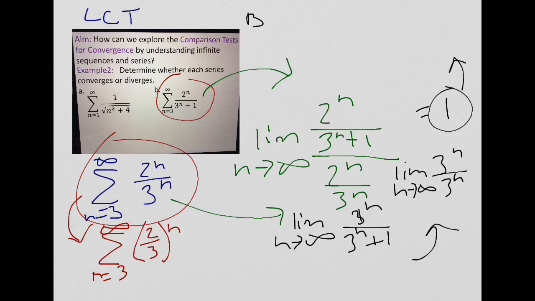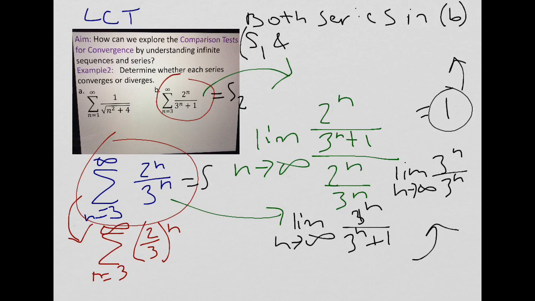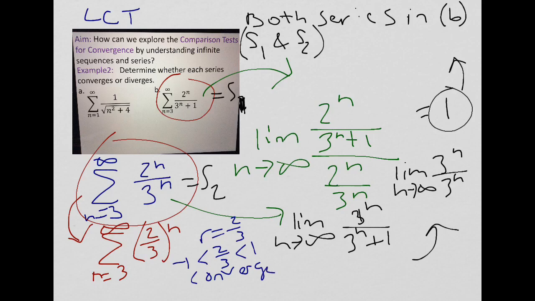So both series in part B, and I'll label it with sum sub 1 and sum sub 2. That's supposed to be the 1. So I don't have to write that whole thing again. Now, what do they both do? If r is equal to 2/3, that means it's between -1 and 1, so the series converge. So they both converge. Both series in B, which is S sub 1 and S sub 2, converge.